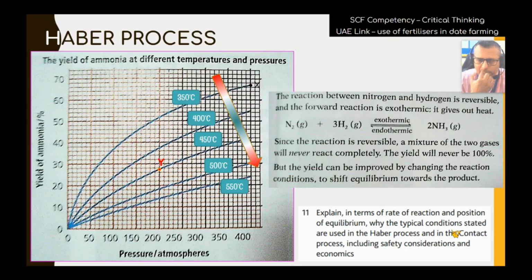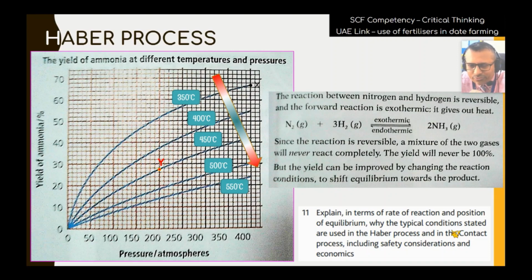Okay, so now we're going to move on to being able to explain, in terms of rate of reaction and position of the equilibrium, why the typical conditions stated are used in the Haber process. The question is, well, why not raise the temperature? Generally speaking, temperature does affect rate of reaction, and everything you've learned in chemistry has told you that if you increase the temperature, you increase the reaction rate. Now, there's a bit of a proviso on this one.